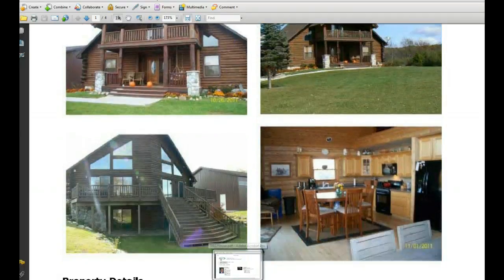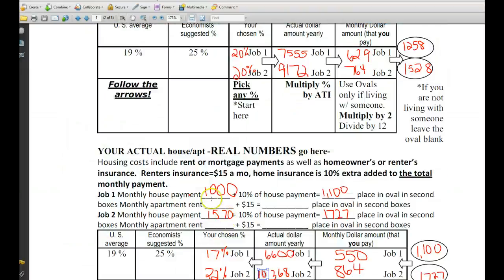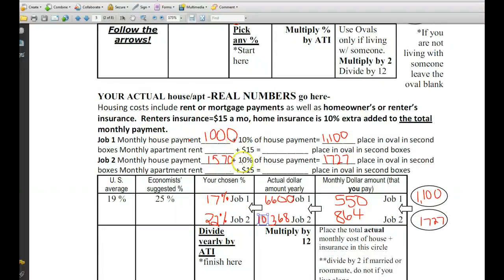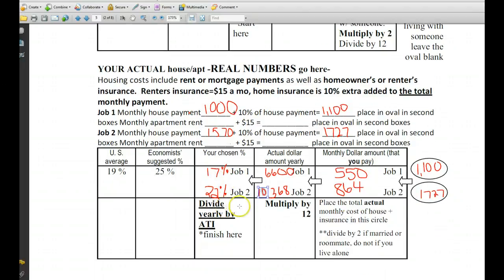So anyhow, we have our two houses. We have done the numbers. We have calculated how much house insurance is. And so we have now spent our first part of our money. And that's how you find a house.